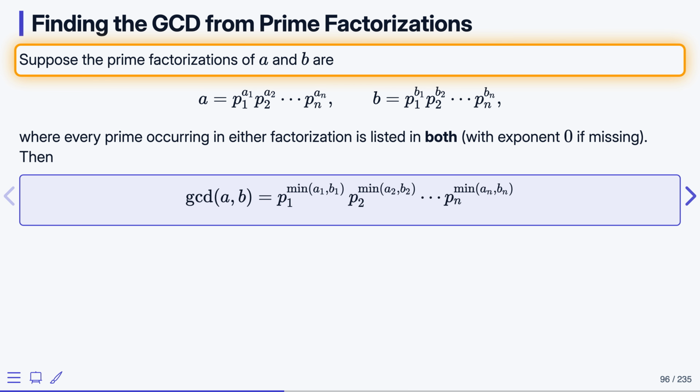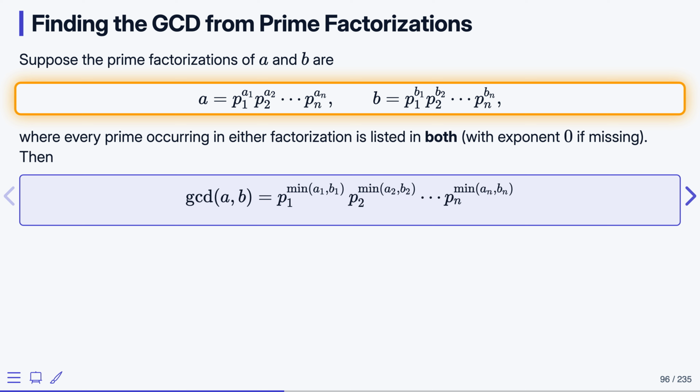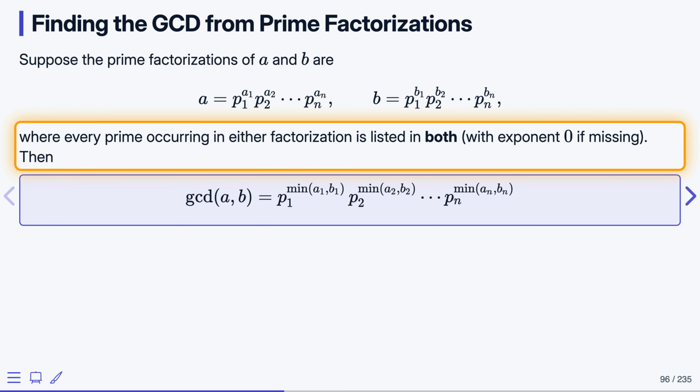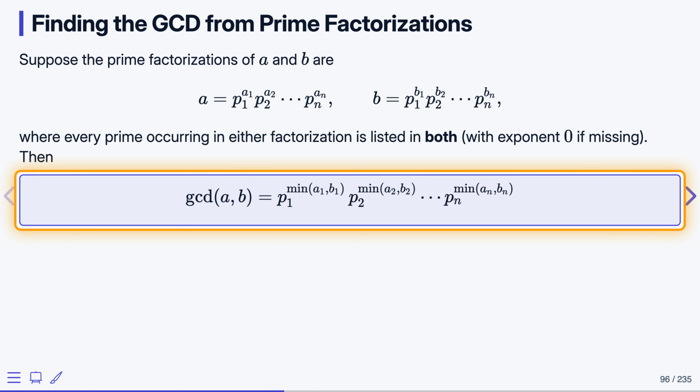One way to find the greatest common divisor of two numbers starts from their prime factorizations. For a, take prime p1 to the power of a1 times prime p2 to the power of a2 and so on. Do the same for b. Use the same list of primes for both, and if a prime is missing from one of them, give it the exponent 0. Now for each prime, take the smaller of the two exponents. The word min means the smaller one. Multiply those together, and you have the greatest common divisor.